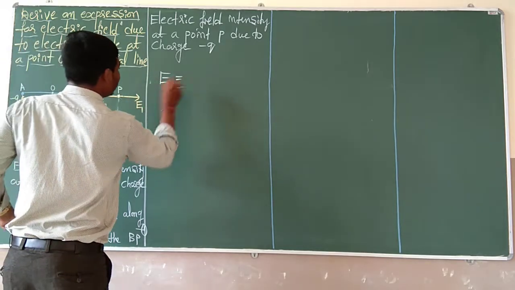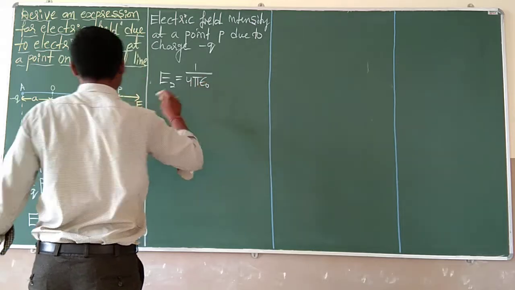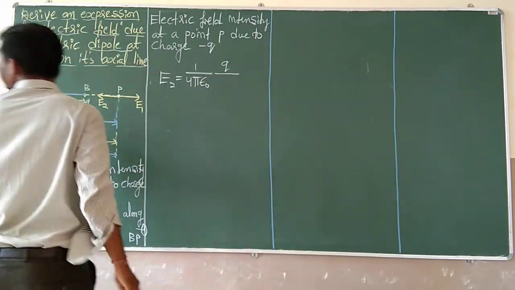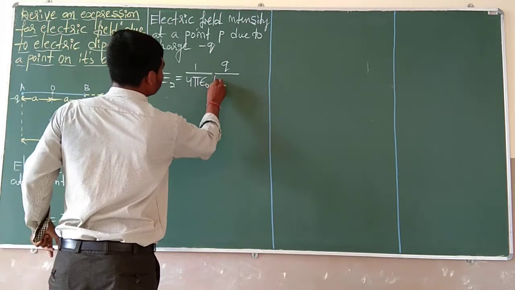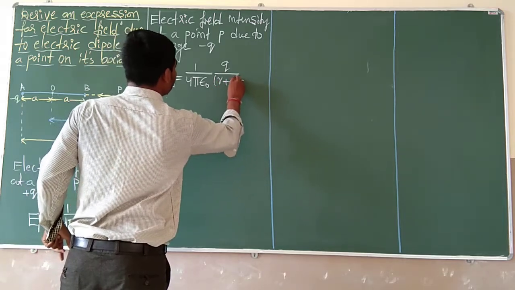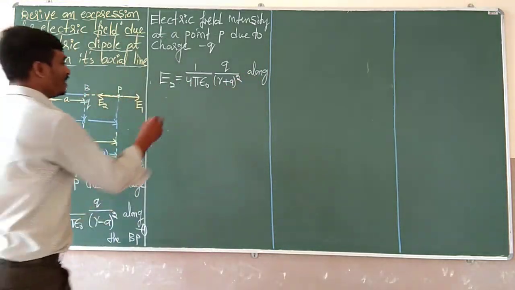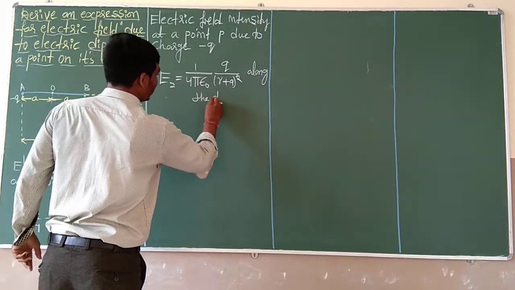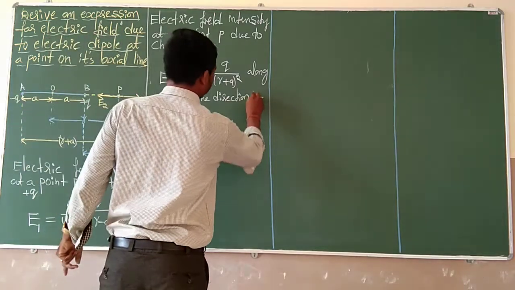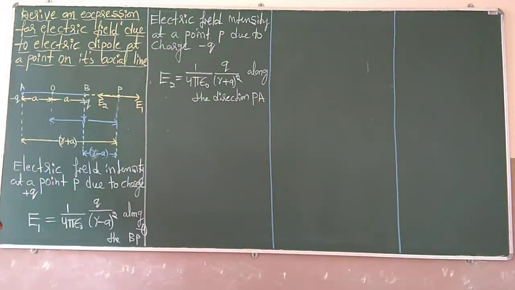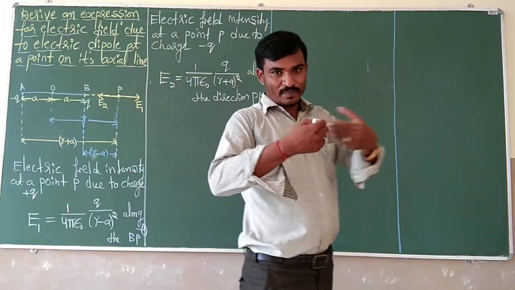Therefore, E2 is equal to, you have to write, 1 divided by 4 pi epsilon naught, Q divided by the distance from point P to A, r plus a, whole square. It is along the direction PA. It's moving like this. But here, one thing you have to remember, dear students: E1 as well as E2 are in opposite directions.